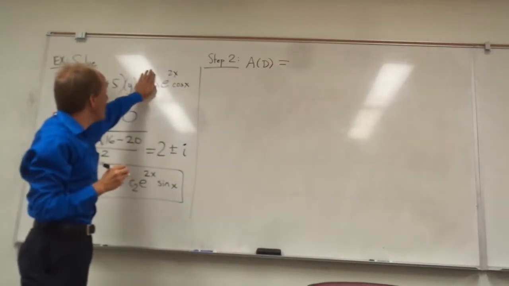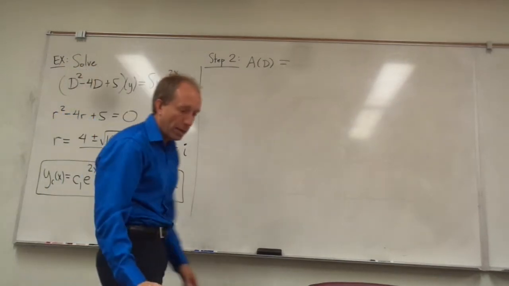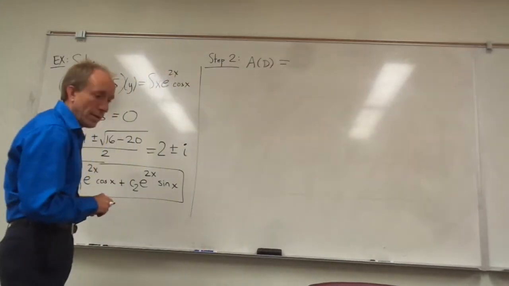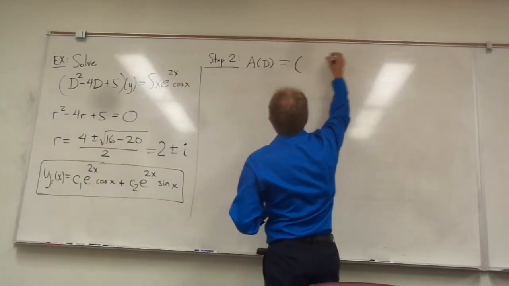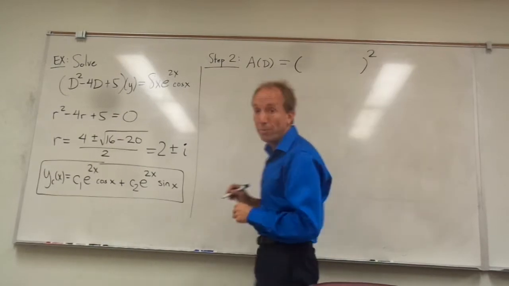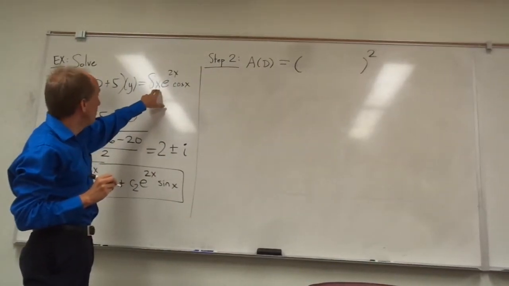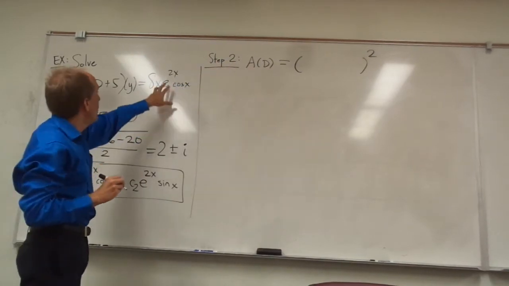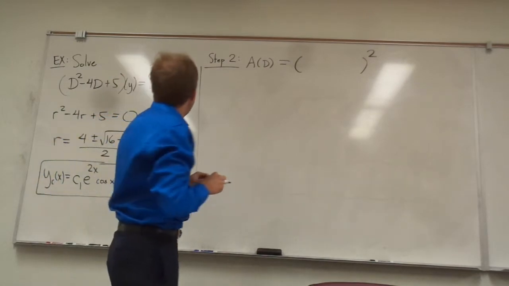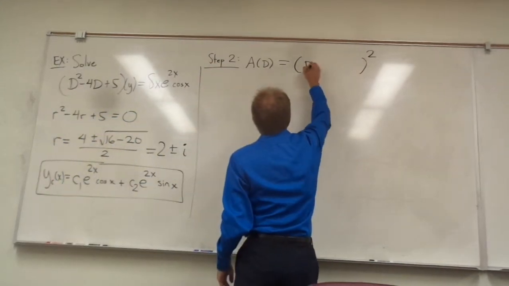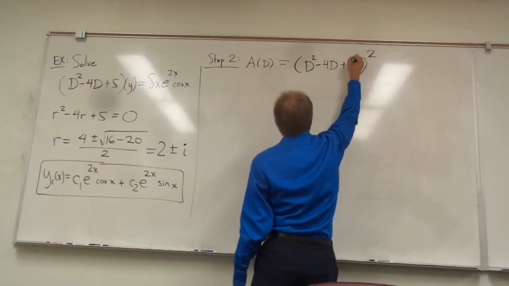Now the 8 doesn't matter, but this x e to the 2x cosine of x part does make a difference, right? So we have to write down the annihilator for that. And the annihilator for that is something you can get from your table. Because of the x, you're going to be squaring the annihilator. And then the e to the 2x cosine of x part is just going to give you d squared minus 4d plus 5. Okay?